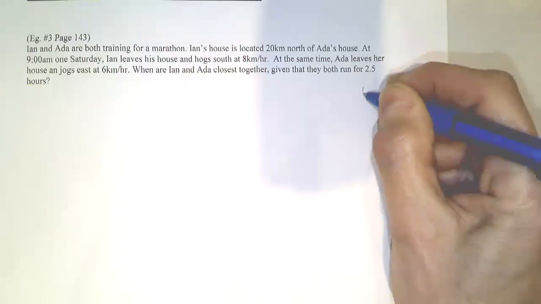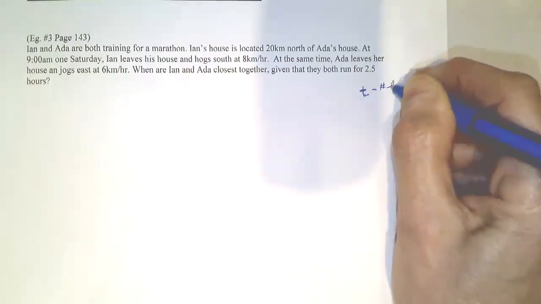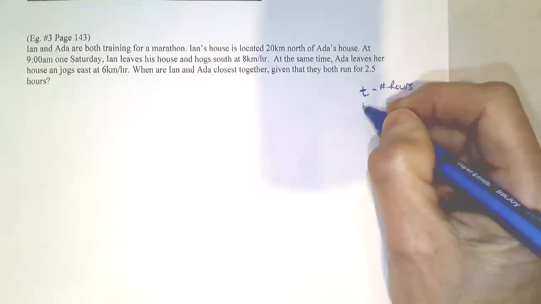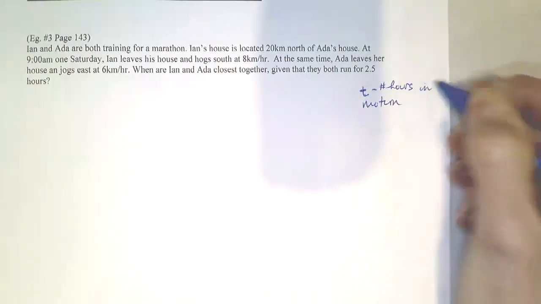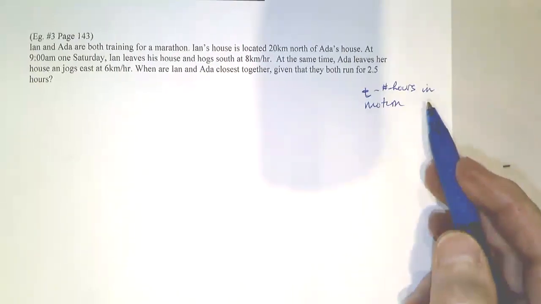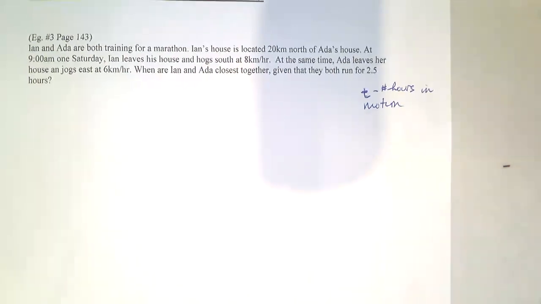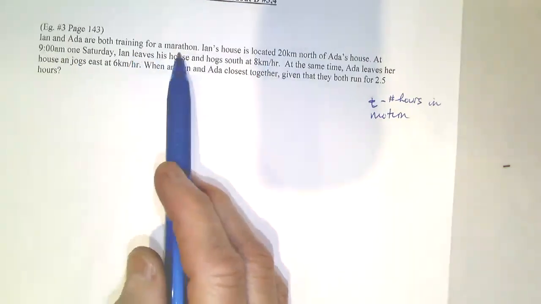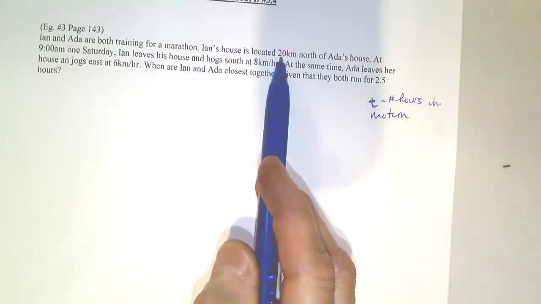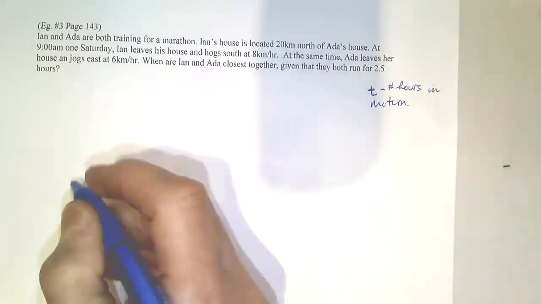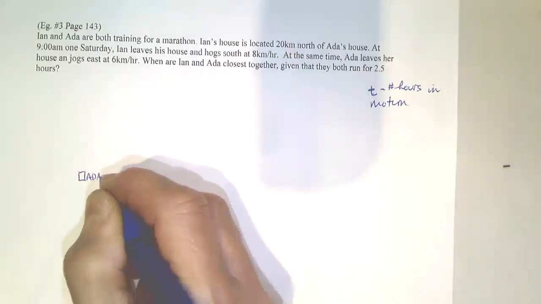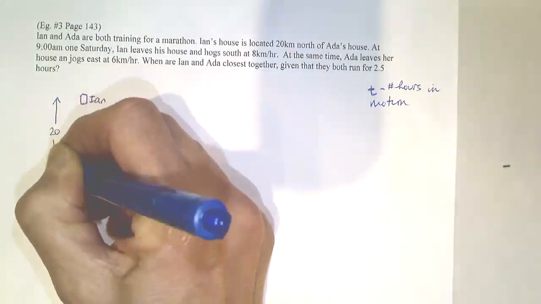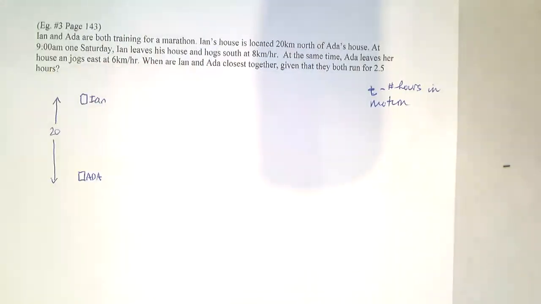And so I will always let T represent the number of hours, in this case, because the units are kilometers per hour, that they are in motion. So that's always going to be a variable that I'm going to use in every DVT question, okay? And then I sketch it. So it says Ian and Ada are both training for a marathon. Ian's house is located 20 north of Ada. So I draw this as Ada's house, and I draw this as Ian's house, and we know this entire distance is 20 kilometers. That's due north.